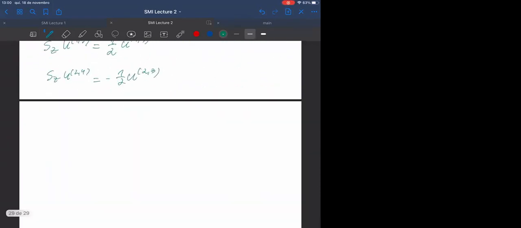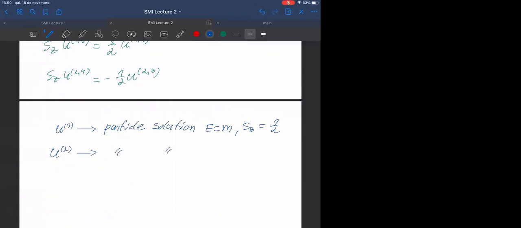So this happens that, to conclude, U1 is a particle solution, E equal to M, and Sz equal to 1/2. U2 is a particle solution with positive energy, but Sz equal to minus 1/2.